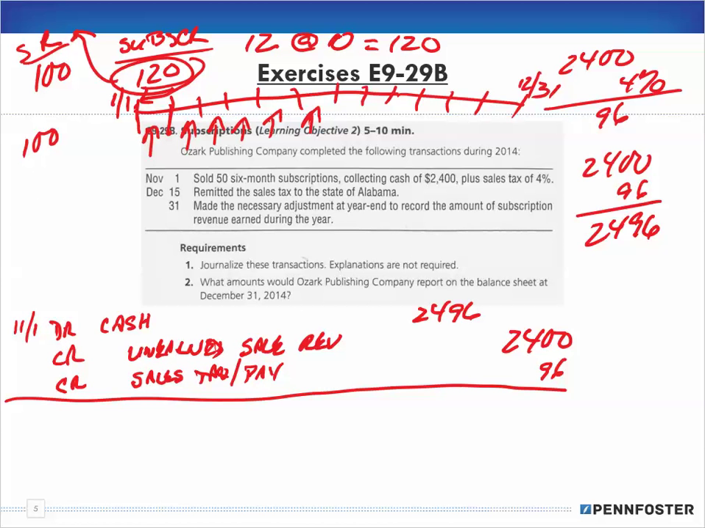All right. So now December 15th, remitted the sales tax to the state. Am I affecting cash? Yes, I'm paying cash out, so I'm going to credit my cash for the amount of 96, and I'm going to debit my sales tax payable, because I'm offsetting that account so that the balance in that account ends up being 0 for the tax.